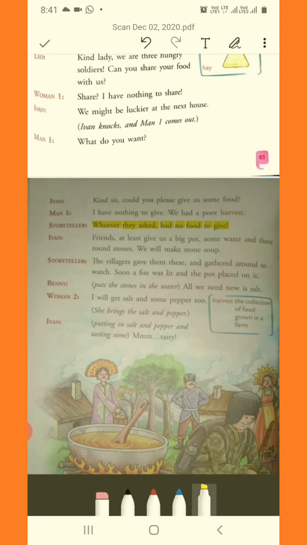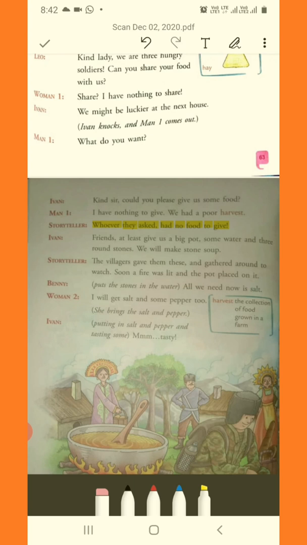Let's find out. Friends, at least give us a big pot, some drinking water, and 3 round stones. We will make stone soup. Clear? So now he's making fun. Not fun. What is his intention?